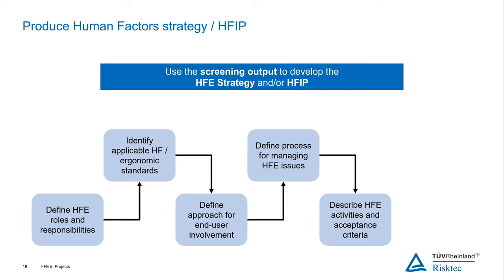And you would describe the HF activities that you have identified that are going to take place, and also the acceptance criteria. What that means is, if you're going to carry out a design review, what are you going to do to determine that the outcome from that review is acceptable? So you may set a requirement. You may say our acceptance criteria is it has to comply with this standard that we've identified, or it may be that we will do a user trial, and if the users are all okay with it, then that will show us the acceptance. So that needs to be defined.